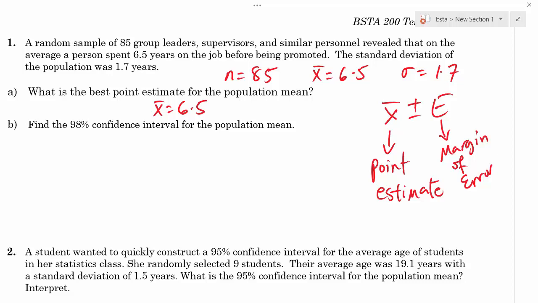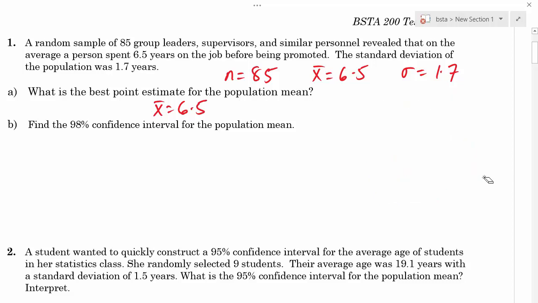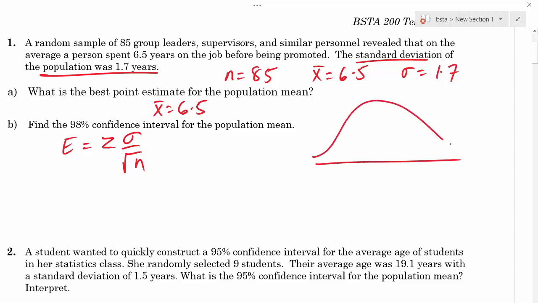Now we want the 98% confidence interval for the population mean. So in this case, we want the margin of error. The formula for the margin of error here is this. Why are we using Z? Because we are told that the standard deviation of the population was 1.7. We have sigma, so we use Z. What is Z going to be for a 98% confidence interval here? What is the Z value? That Z value is called the critical value. Whenever you go to the table to look up a value like that, we call it the critical value.